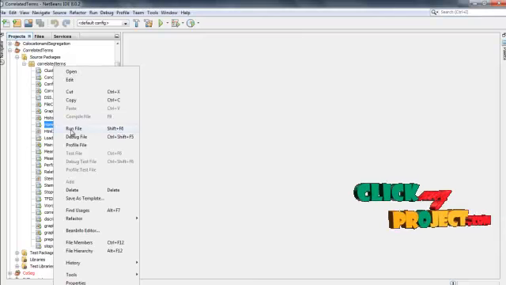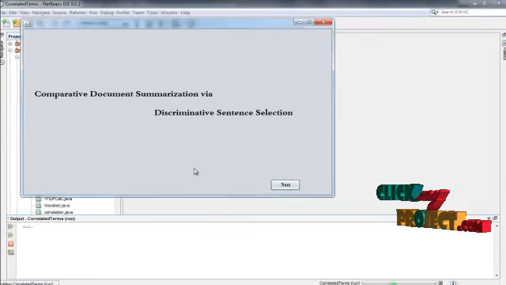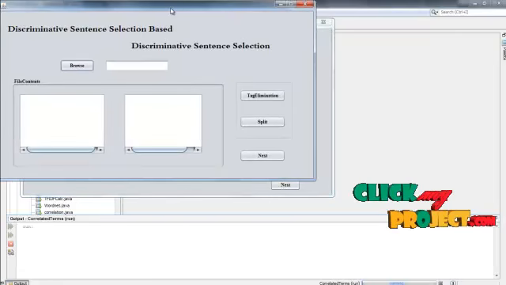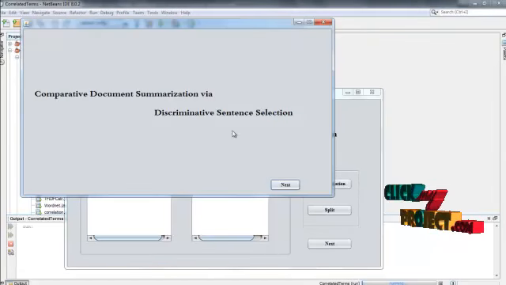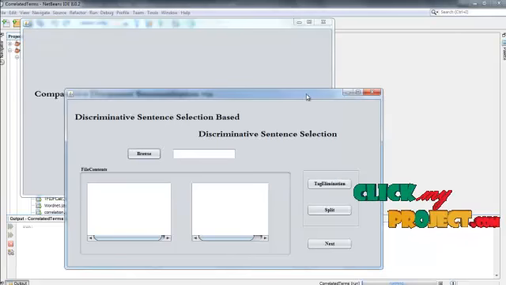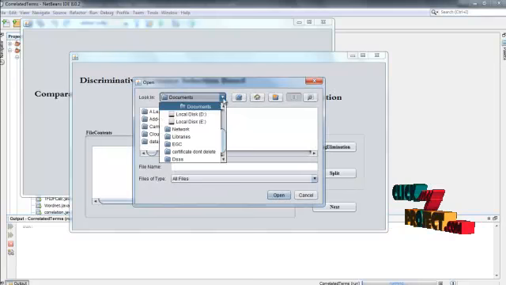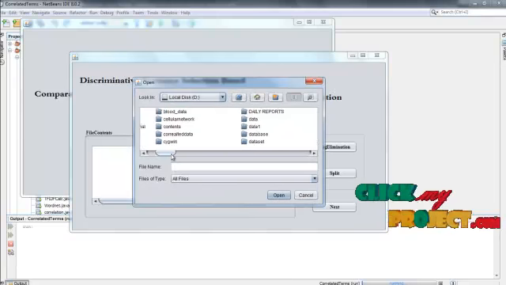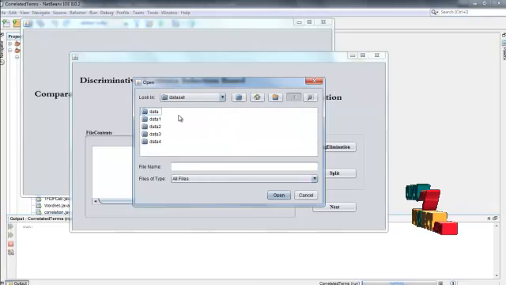First, I am going to start with home.java. Our project title is Comparative Document Summarization by Discriminative Sentence Selection. Next, I am going to choose a browse dataset, that is the input data. I have collected the Reuters dataset, that is the newsgroup data. I am going to choose any one of the data among these.